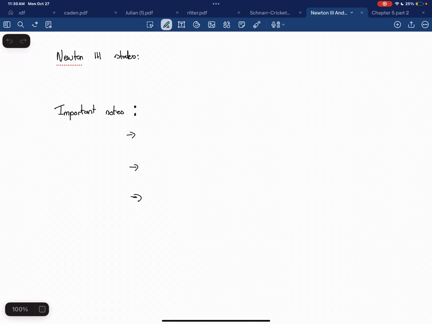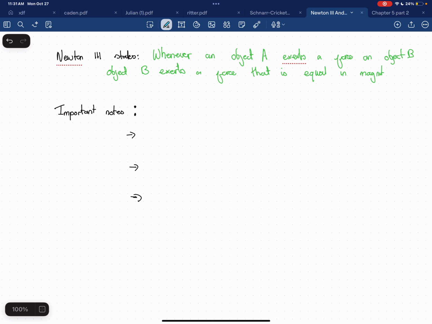What does Newton 3 state? Whenever an object A exerts a force on object B, object B exerts a force that is equal in magnitude and opposite in direction.